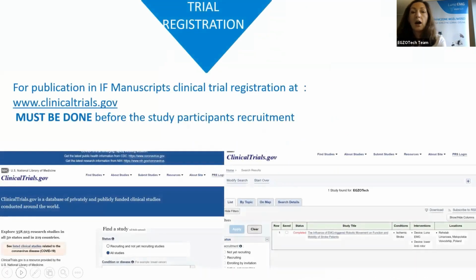But then, before we start the study, we should register it in this database. Otherwise, our research might not be accepted for publishing.